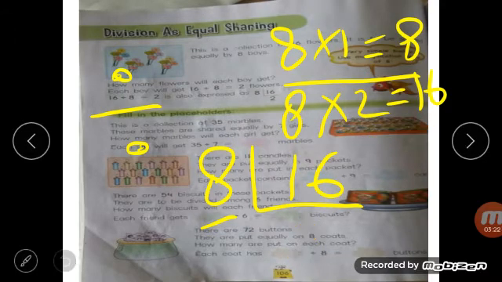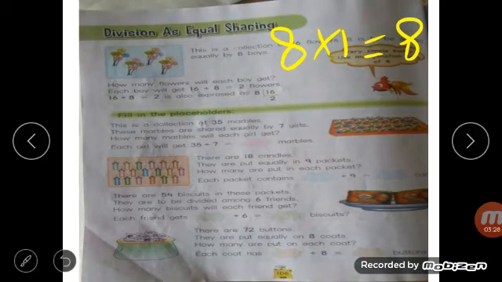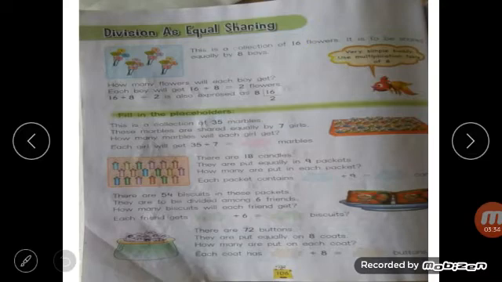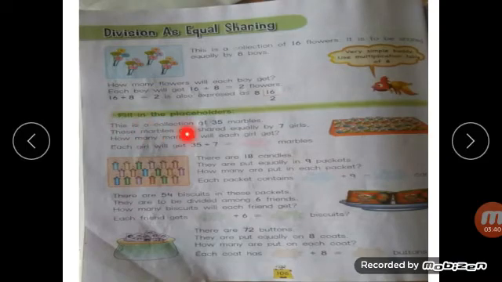Now come to the next. Next is fill in the placeholders. So what is there? This is a collection of 35 marbles. You have to read with me. These marbles are shared equally by 7 girls. So here is the collection of 35 marbles, and these 35 marbles are shared with 7 girls. How many girls? 7 girls.